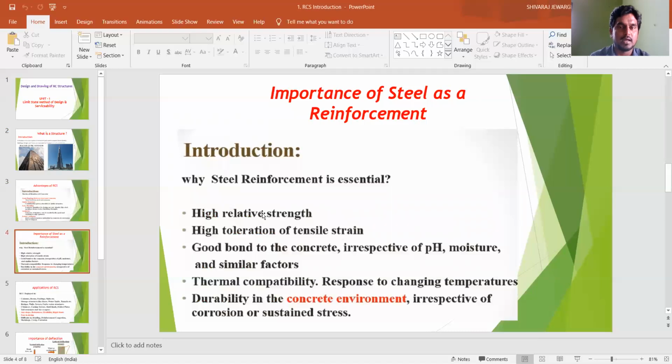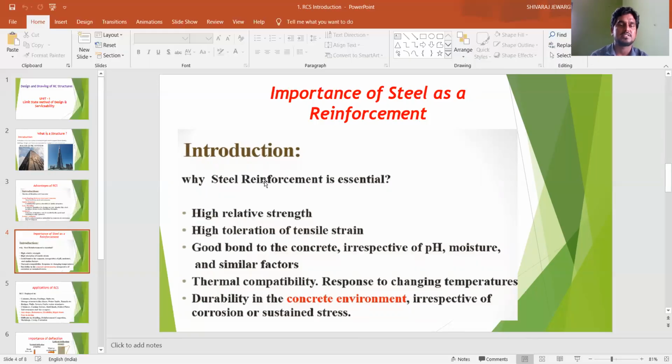Next, we'll move to the importance of steel as a reinforcement. As we all know, since concrete is very good in compression, it only takes the compressive stresses. But simultaneously in a structure, there are tensile stresses or tensile forces which also exist due to the loads. In that condition, we need a tensile material such as steel. So this is what is required for bearing the tensile stresses of a structure.